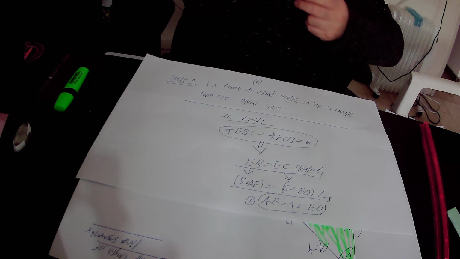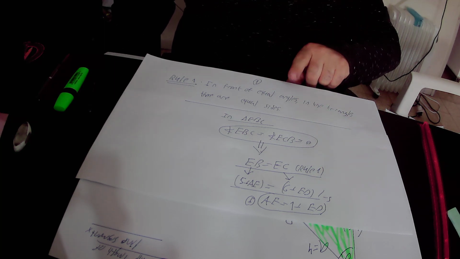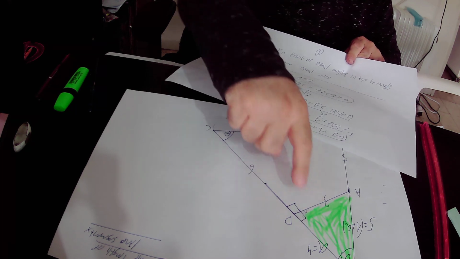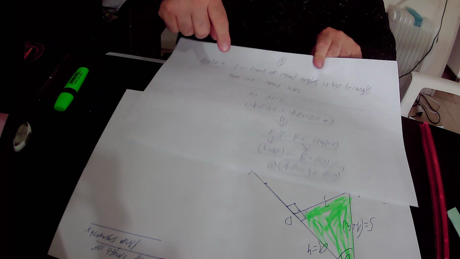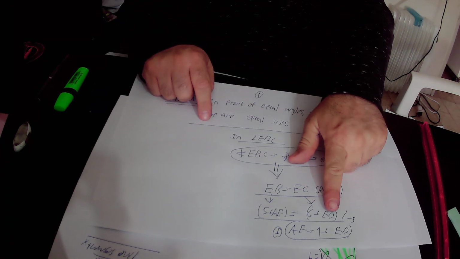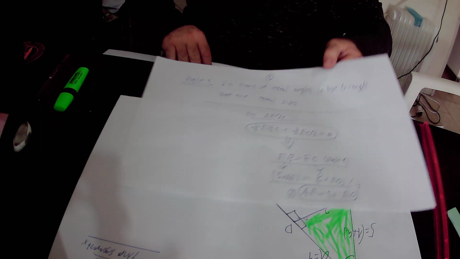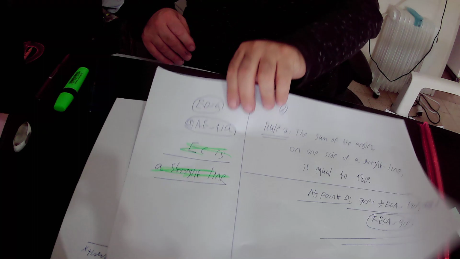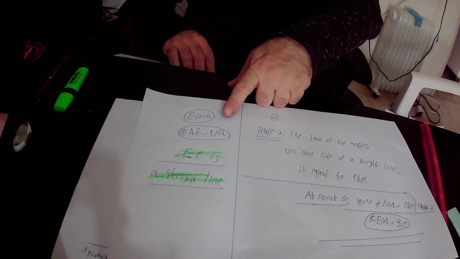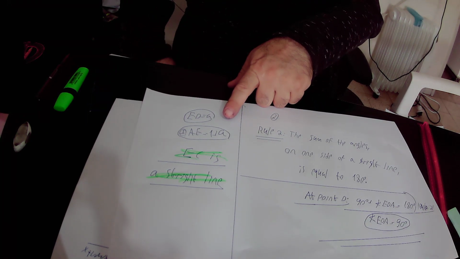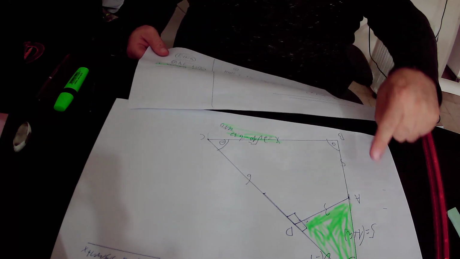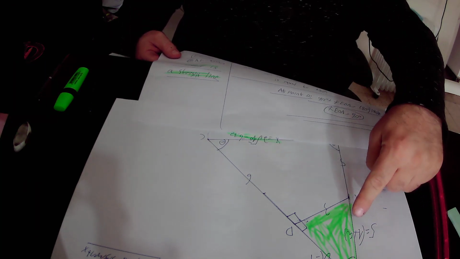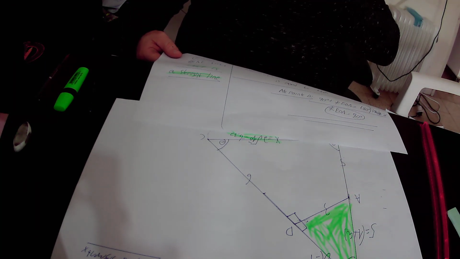Then we defined ED as A. So ED equals A according to our definition. Therefore, according to equation number 1, AE equals 1 plus ED, that is, AE equals 1 plus A.